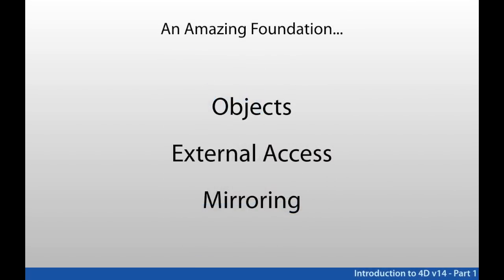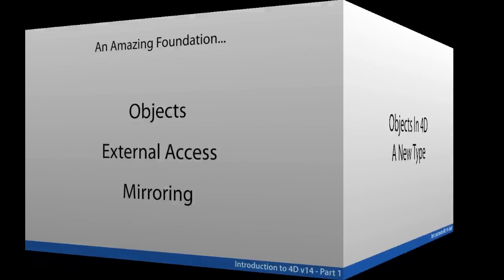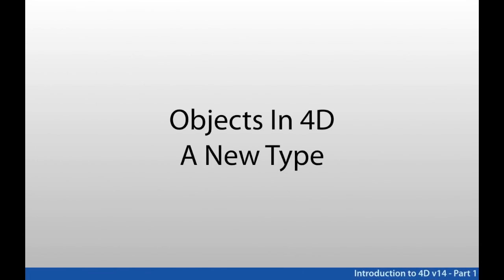There are 3 areas of the v14 release that make up the foundation of the changes that we have made: objects, external access, and mirroring. Those are the 3 topics that I'm going to talk about today. So let's get started with objects. We have objects in 4D v14. They represent a new type for 4D.